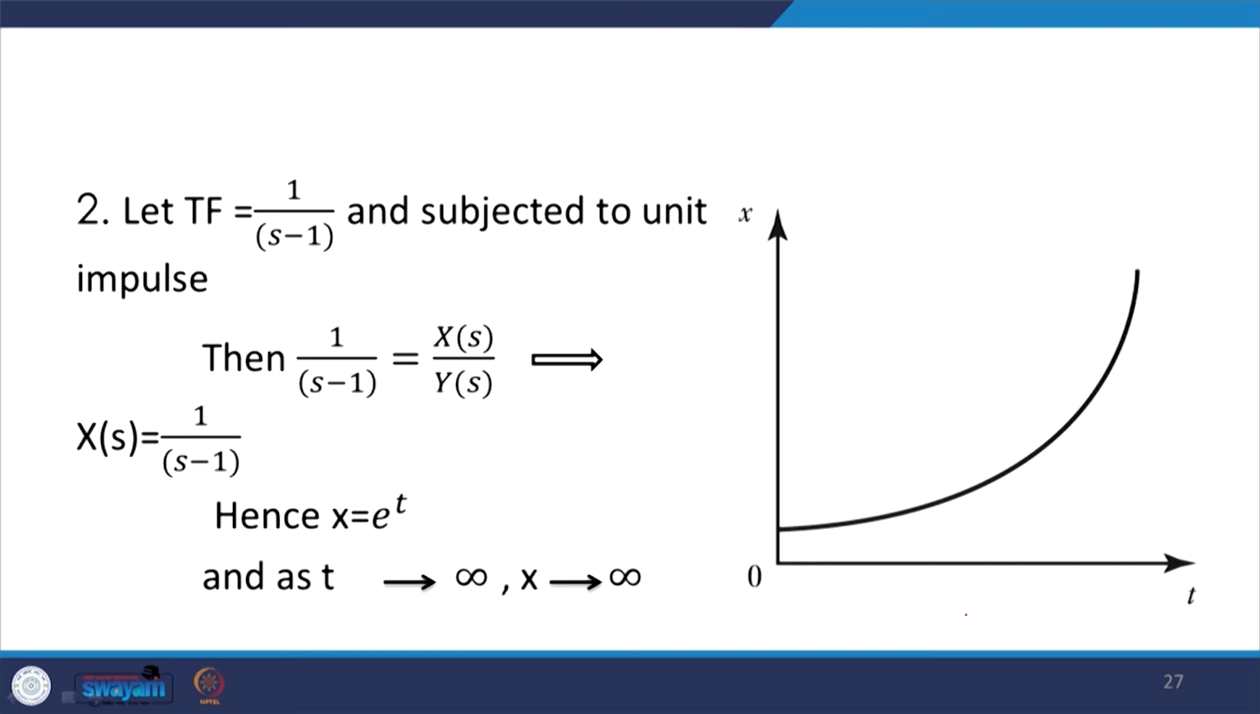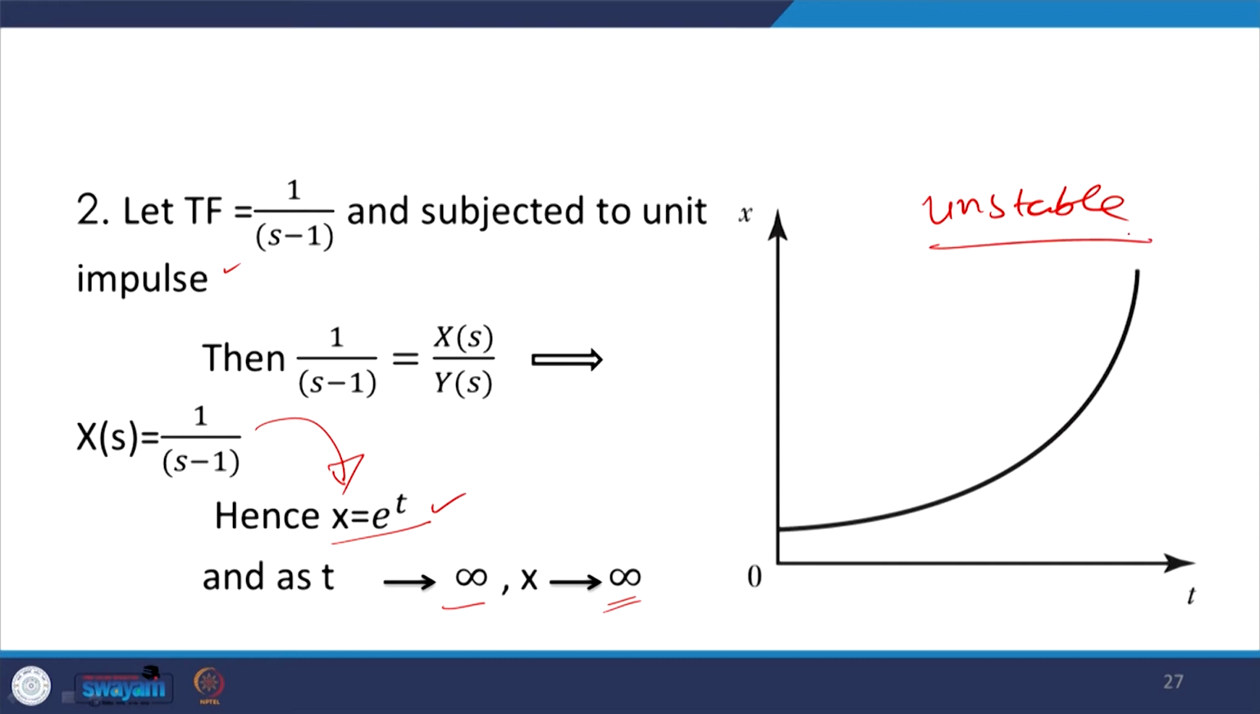And if your transfer function is 1 by s minus 1 and is subjected to a unit impulse, then again this one I can write as X(s) = 1 by s minus 1. If I take the inverse Laplace of this and go to the time domain, this is e to the power t. And this means that as time tends to infinity, your response will go to infinity. So, this is an example of an unstable system.